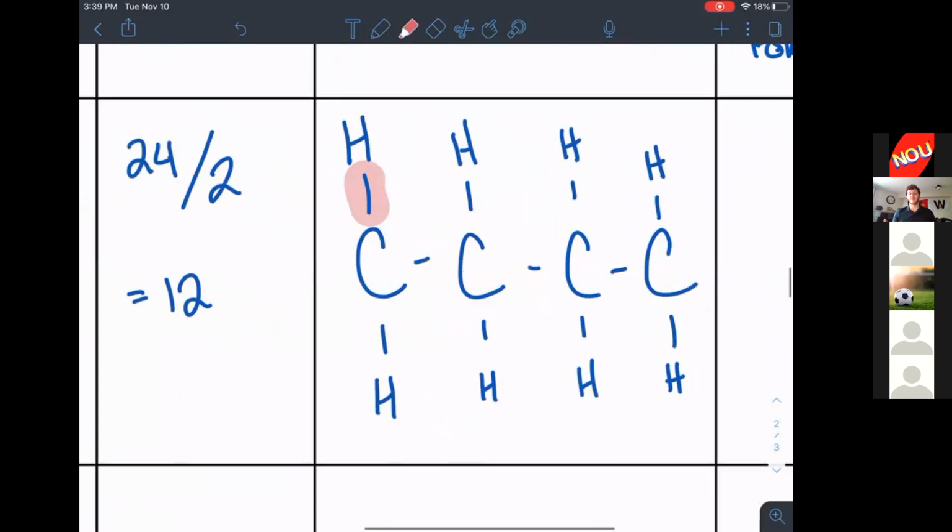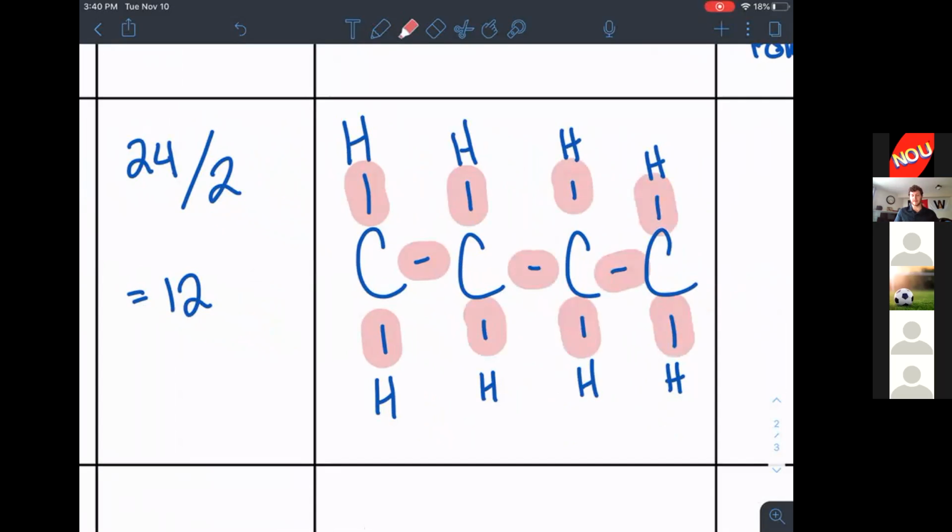Do we have 12 bonds between our elements? So let's count. 1, 2, 3, 4, 5, 6, 7, 8, 9, 10, 11. So first thing we notice is that we only have 11 bonds here. So something is wrong. The other thing we should notice is that even though there's 4 bonds between this carbon and there's 4 bonds between this carbon, showing that both of those have 8 valence electrons, they're being shared. Does this carbon have 8 valence electrons that it's sharing?